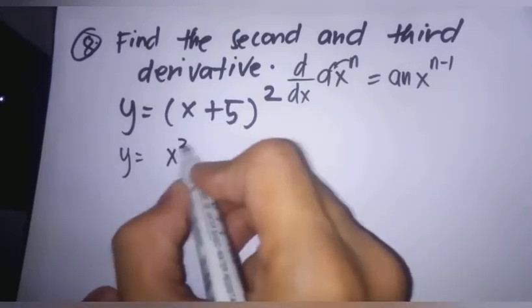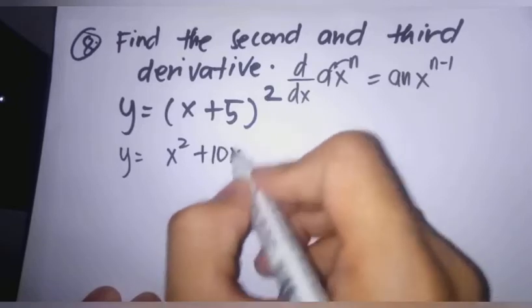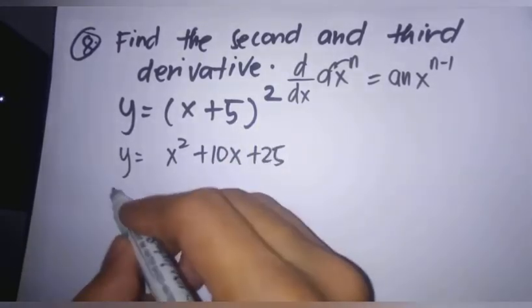So, that is x squared. So, 5 times x, that is 5x times 2, that is 10x. And then, 5 times 5, that is 25. So, ngayon, kukunin na natin ang kanyang first derivatives.